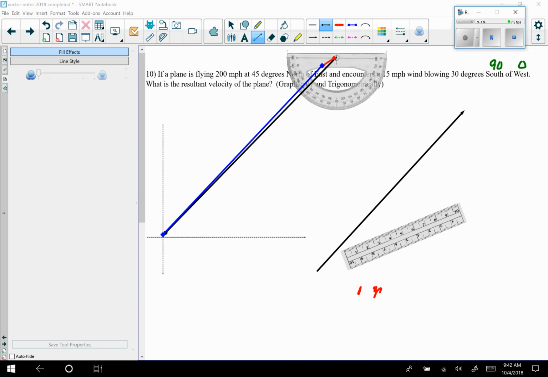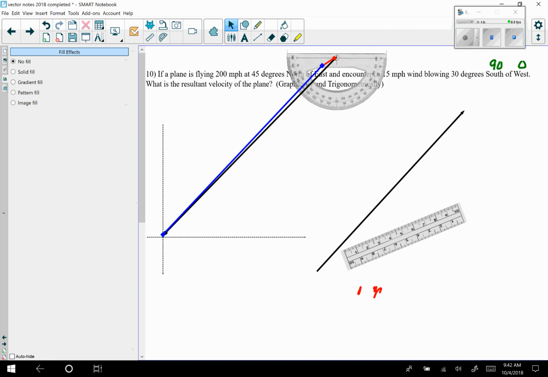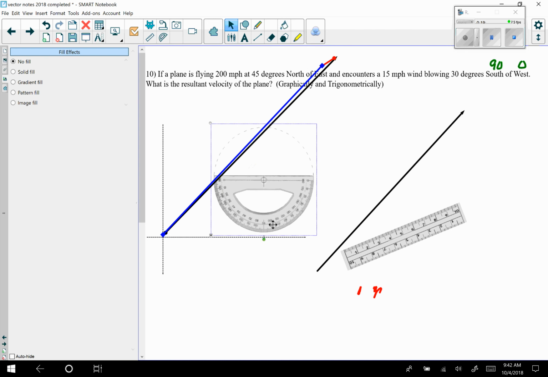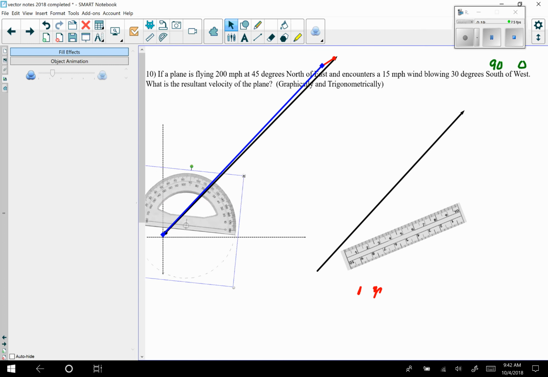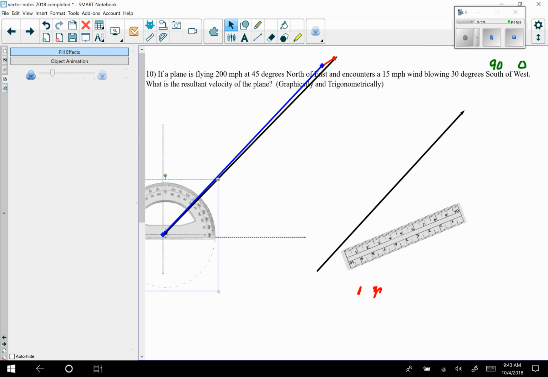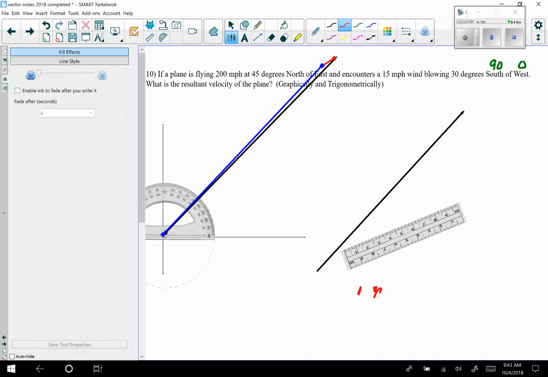Well, now if you want to find out where the plane's really going to go, we just take our protractor, flip it around again, and bring it down here and get it straight. And so if you notice, now the plane is actually going, instead of 45, it looks like it's going somewhere around, if I move this over, probably around 47 degrees. So it's about 2 degrees off from where it was, north of east.